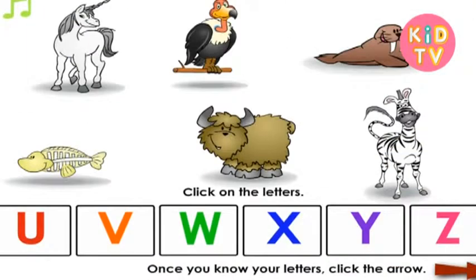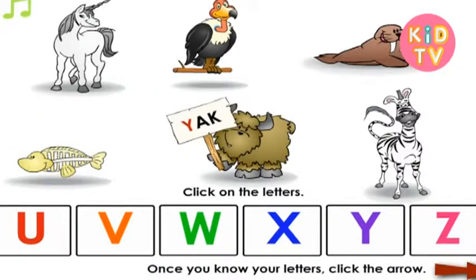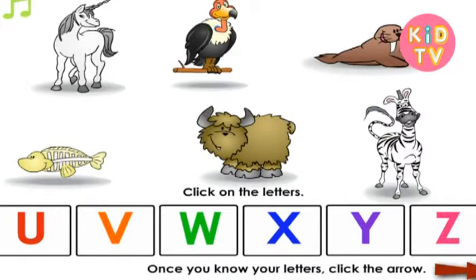Next page. Click on the letters. Once you know your letters, click the arrow. U. Unicorn begins with U. V. Vulture begins with V. W. Walrus begins with W. X. X-ray fish begins with X. Y. Yak begins with Y. Z. Zebra begins with Z.